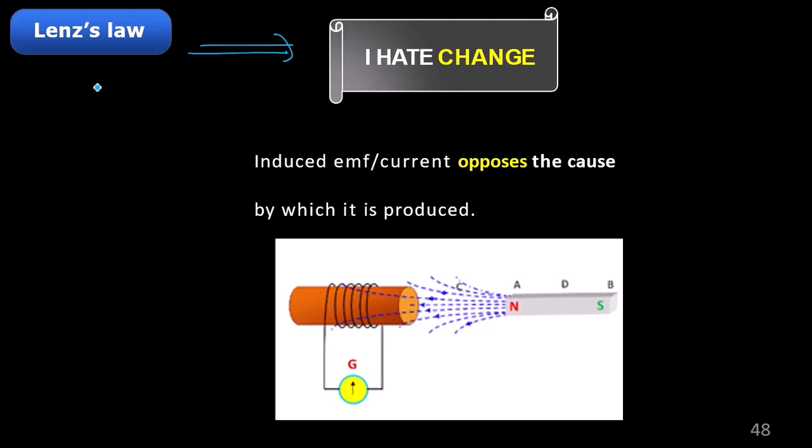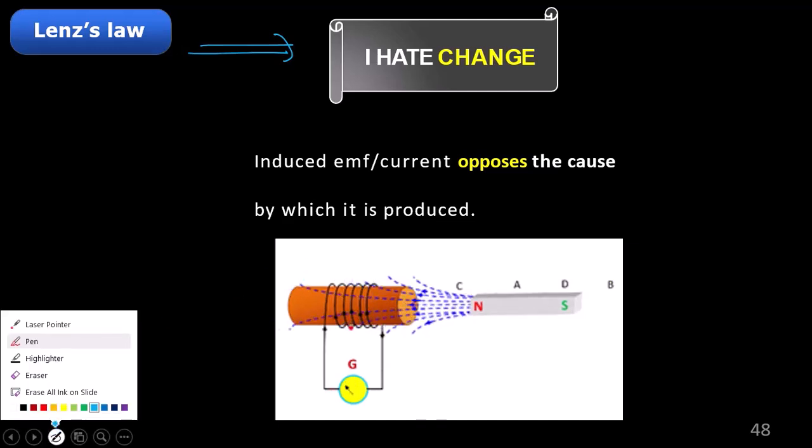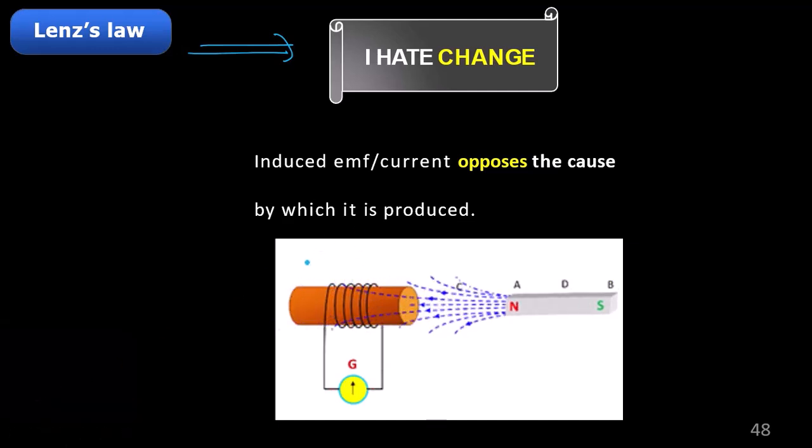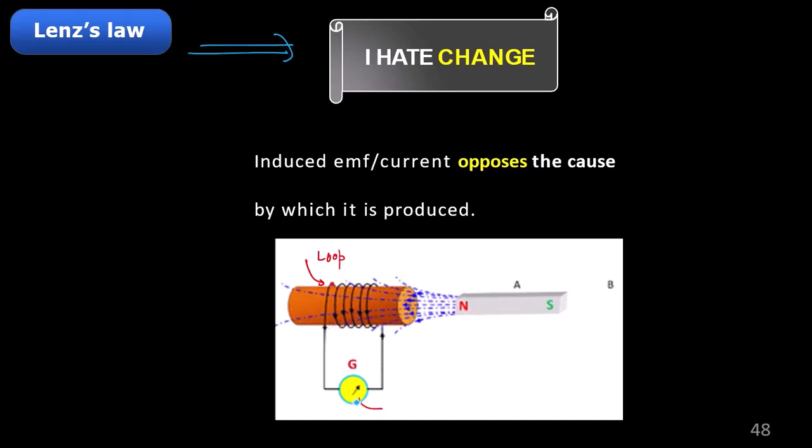So who is hating the change? Basically the loop, on which our main focus is. Try to understand very carefully that this is our loop, and this is the symbol of a galvanometer. Galvanometer can measure a very small amount of current. So this loop is saying that I hate change. I do not accept any kind of change. Change of what? Change of flux.